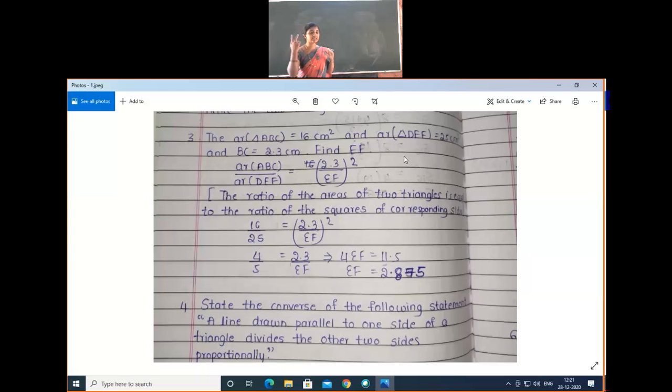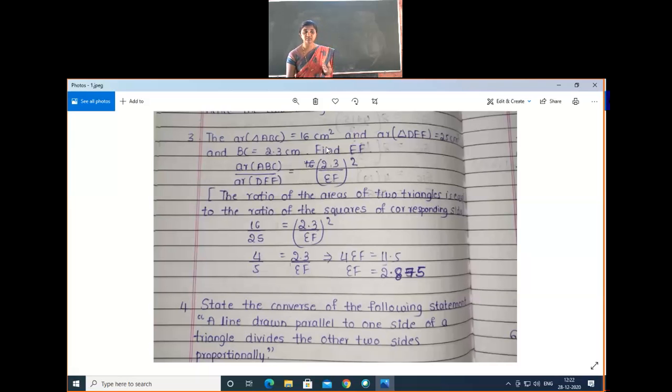When two triangles' areas and sides are given, you have to recall one important property: the ratio of the areas of two triangles is equal to the ratio of the squares of corresponding sides. Very important statement, very important problem. The ratio of area of ABC divided by area of DEF is equal to the ratio of the squares of the corresponding sides.